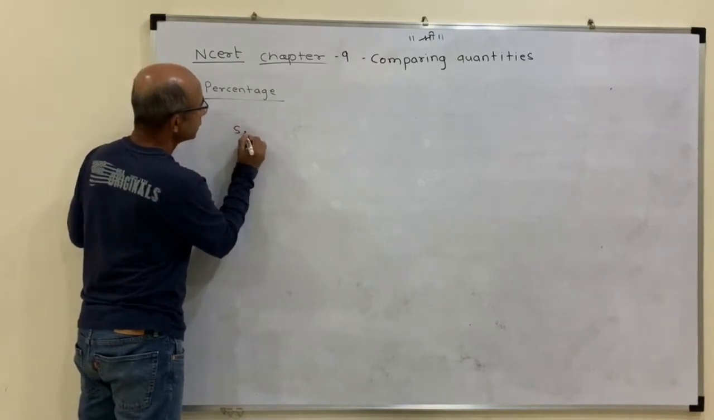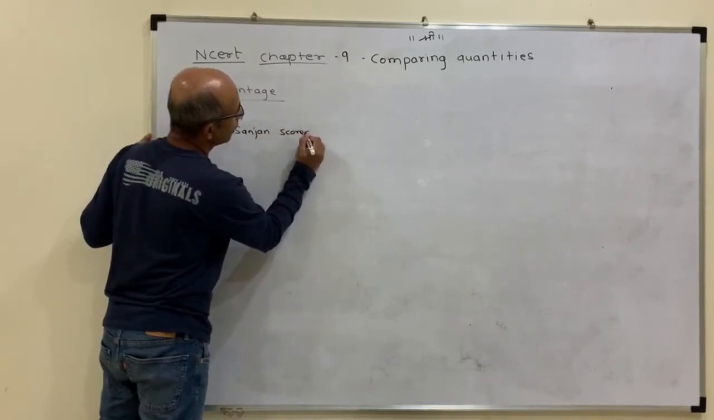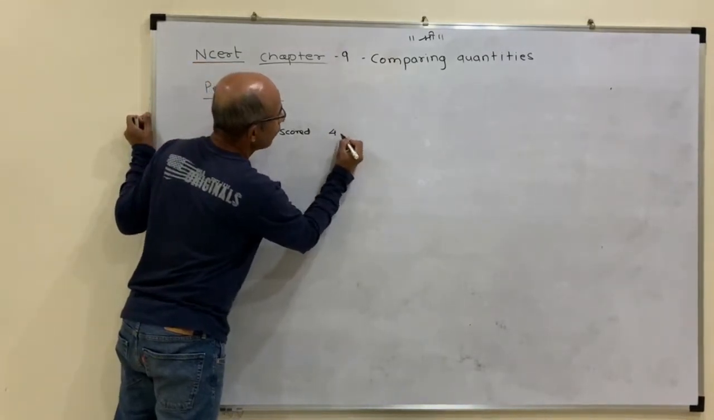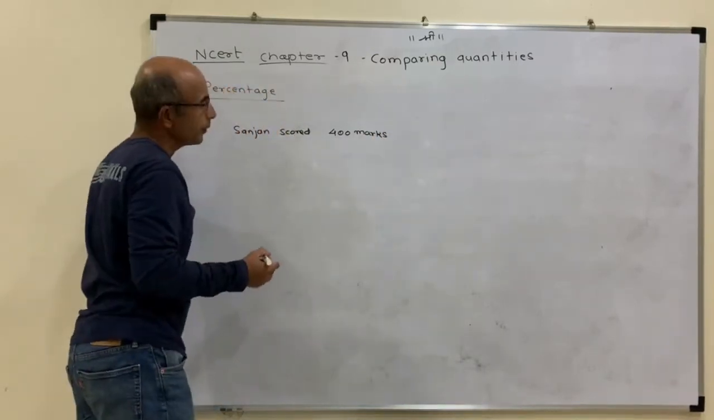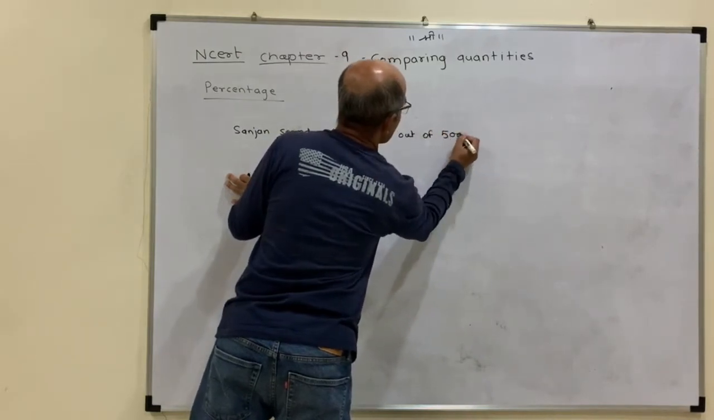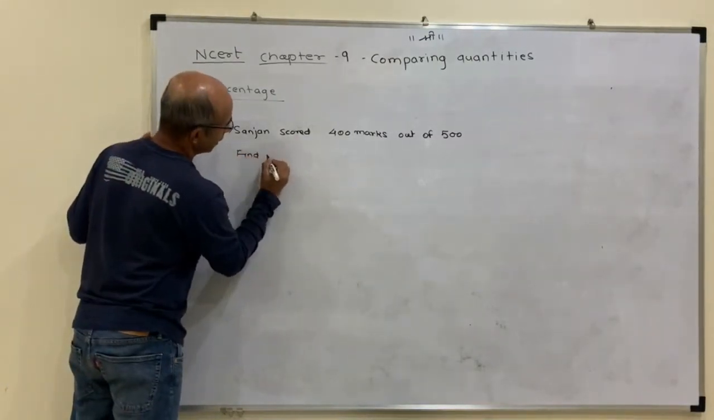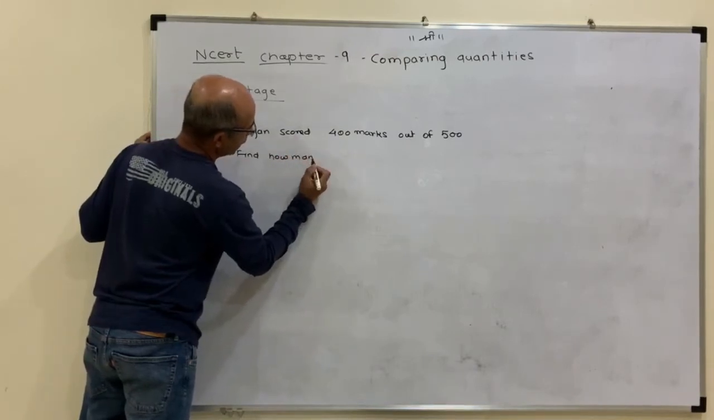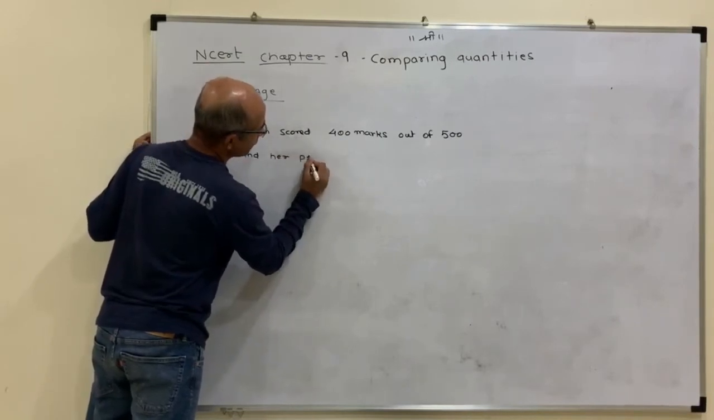Say Sanjana scored, which is similar to things we did before, Sanjana scored 400 marks out of 500. Find how many percent she scored. Find her percentage.